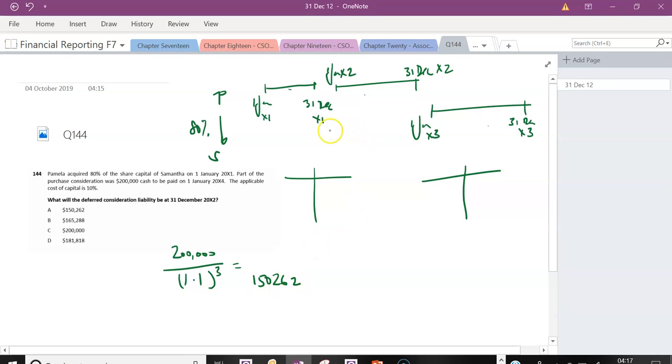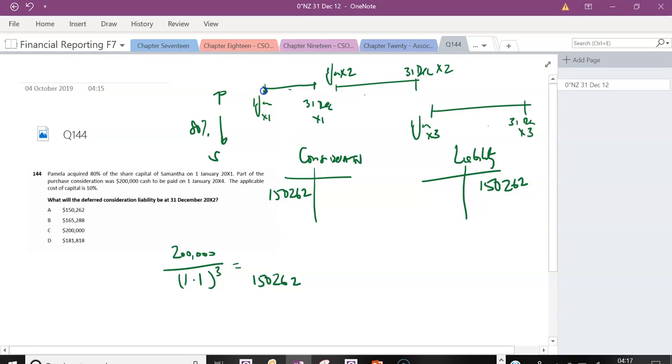150,262. So when I record this, I'm going to have my consideration and my liability. This is the same principle for loans when we're dealing with loans. So once you get into the habit of what's going on here, you're pretty much okay when we come to those chapters on liabilities. So this happens on the 1st of January 2001.